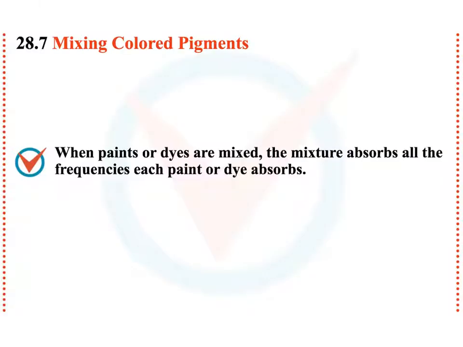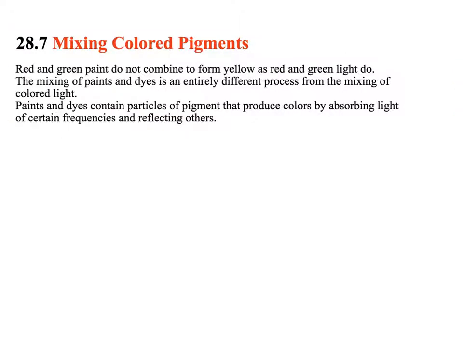Here we are with part 2 of the color notes. When paints or dyes are mixed, the mix absorbs all the frequencies each paint or dye absorbs. Red and green paint do not combine to form yellow as red and green light do. The mixing of paints and dyes is an entirely different process from the mixing of colored light.